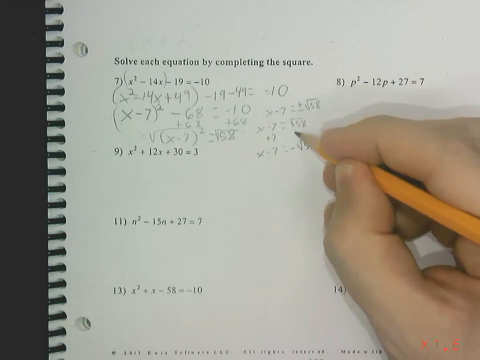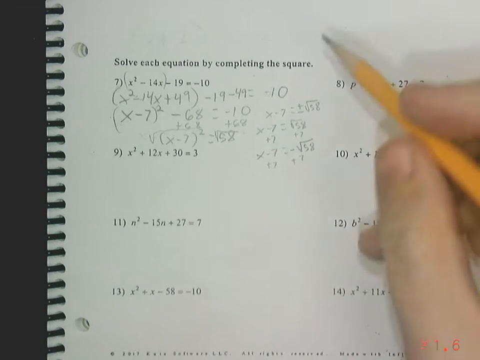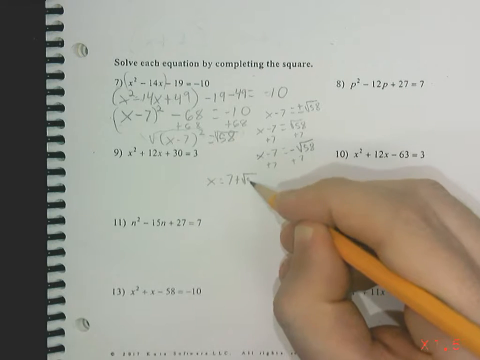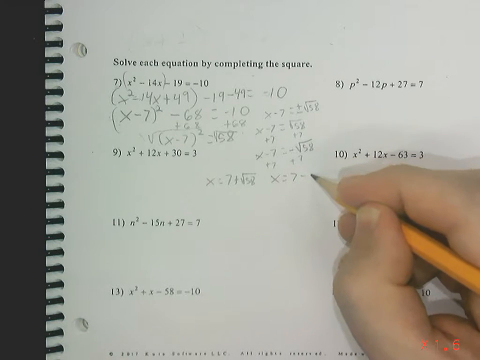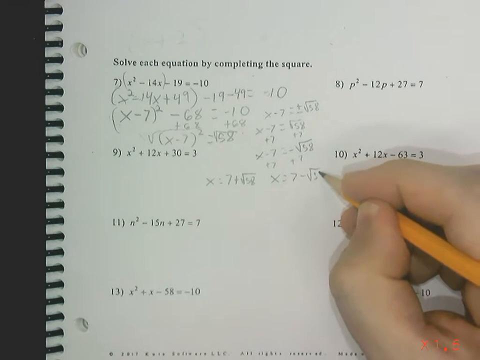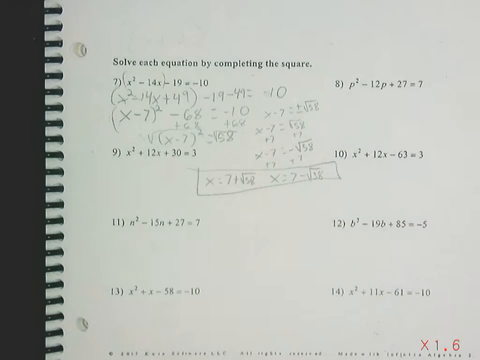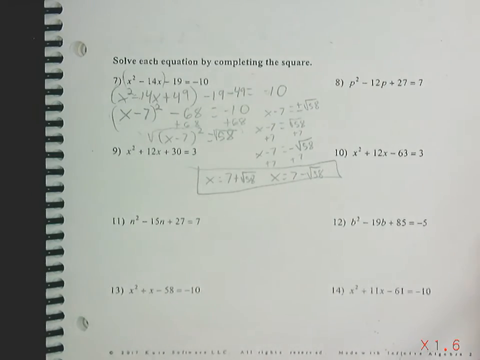Then to solve those, I add 7 to each side, and I can't combine those because this is a radical, so I'm just going to end up with two answers. I'm going to have x is equal to 7 plus the square root of 58, and x is equal to 7 minus the square root of 58. That would be my two answers. That's as simple as I can get it in radical form, which is what we're going to try to leave it as. If I wanted decimals, I could obviously get it down, but it wouldn't be as accurate because it would be long repeating decimals.